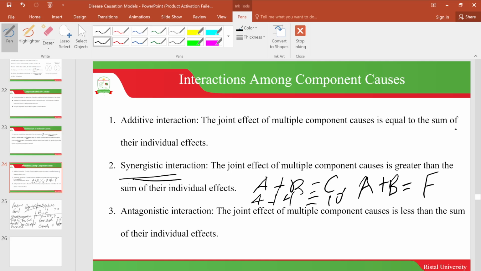Okay, so we also have different factors doing that. I think we have looked at this. We have looked at the additive interaction, we have looked at the synergistic, we have looked at the antagonistic interaction. With the antagonistic, if I'm to use numbers to show that, the joint effect of the different component causes is less than the sum of these factors. So if you have 4 plus 4 here, you get a 6. That means there is some level of opposition here, antagonism. That is that.